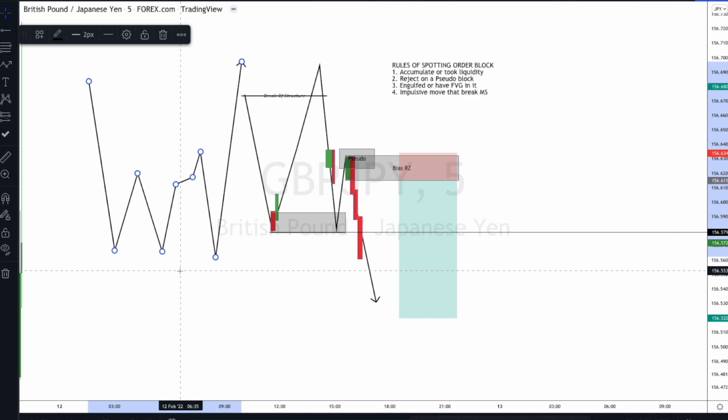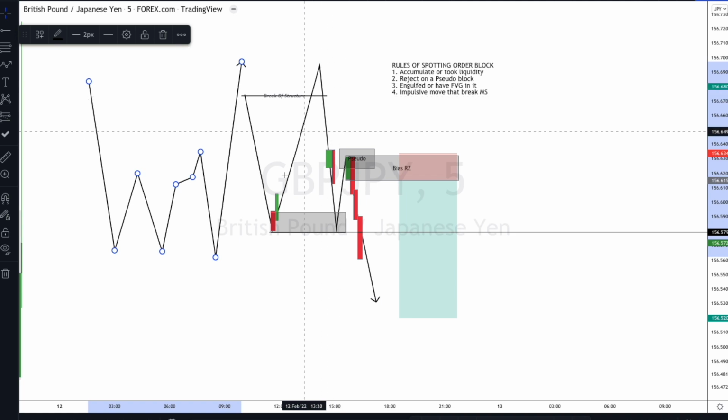So equal high, based on the liquidity trading concept, is supposed to give us a selling trade anytime we see that. Then equal low is also supposed to give us a buying trade anytime we see that. But in this particular perspective, we want to use equal highs and equal lows in another dimension. How do we then trade it?